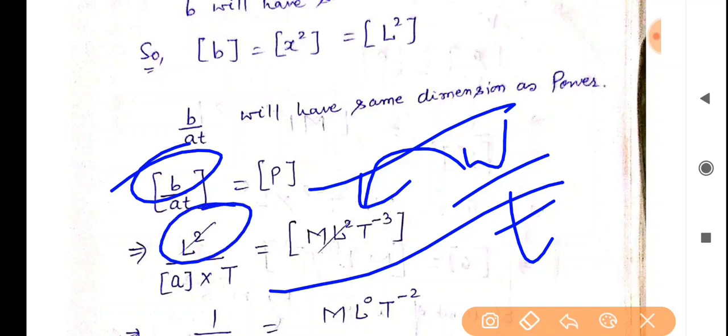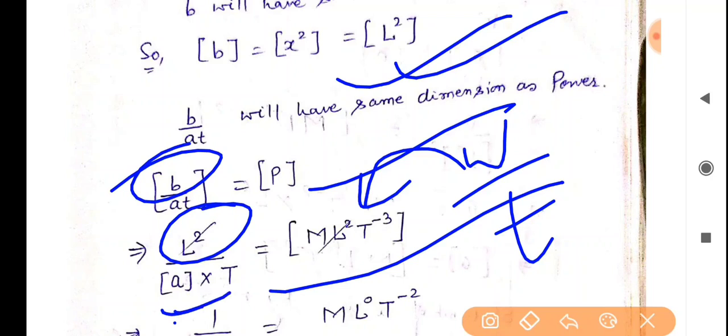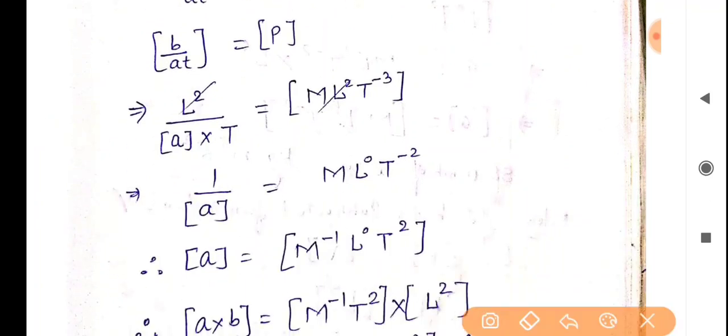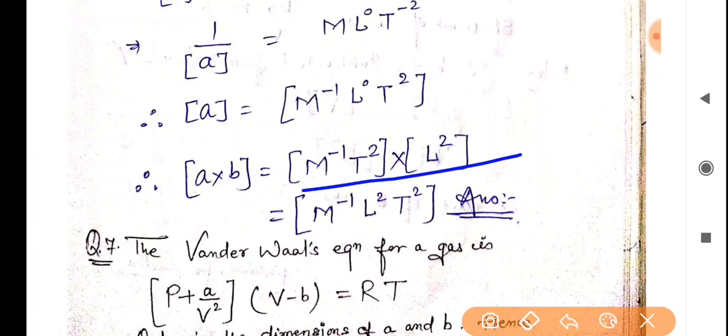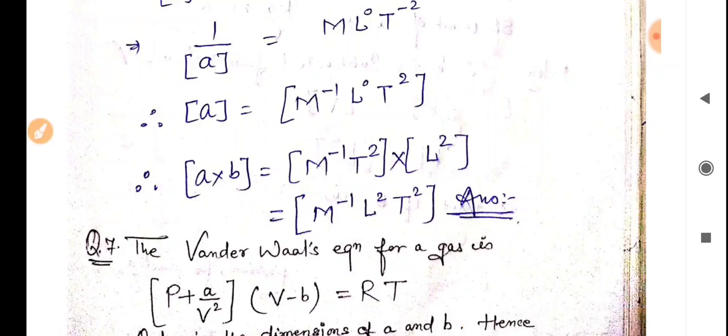B is L square as we have calculated here, and A has a dimension we have to find, and time T. Thus, the dimension of A is found to be M to the power minus 1, L to the power 0, and T to the power 2. So A into B, after substituting both the dimensions for A and B, you will get M to the power minus 1, L square, T square.